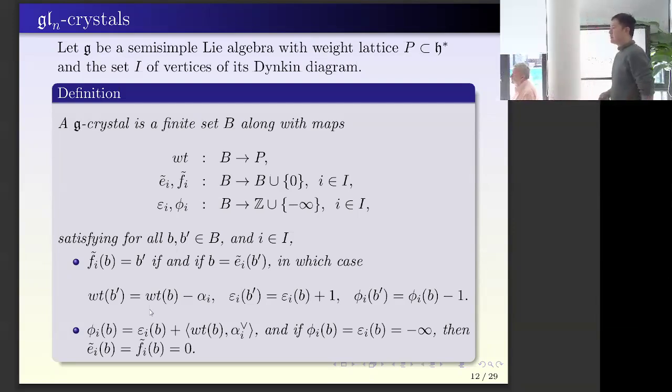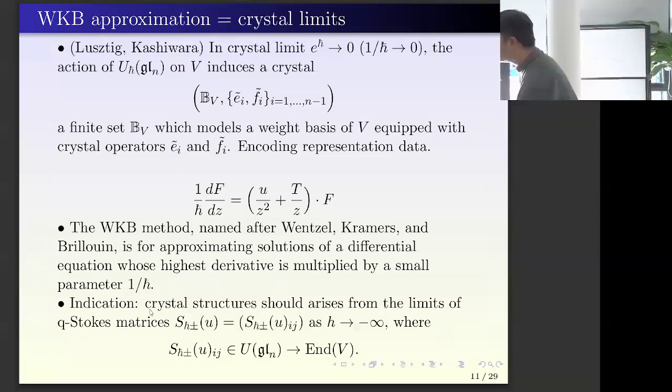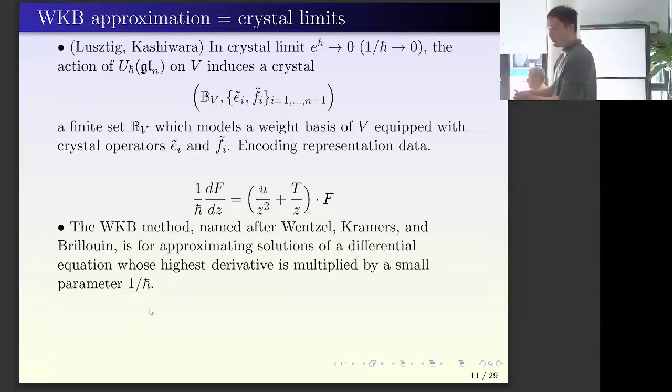But if you take any semi-simple algebra with weight lattice and so on, then a G-crystal is a finite set along with the following maps. The first map is the so-called weight map. In the first talk, we have seen this weight map, right? It's a map from the Gelfand-Tsetlin patterns to the sum of the rays, which is exactly the weight map for the type A case. And the e_i, f_i, the so-called crystal operators, are operators on the finite set. And we have some other maps, epsilon_i and phi_i, from the finite set B to the set of integers with the following relations.